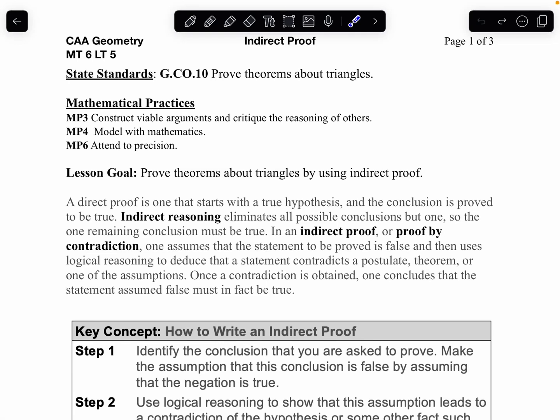Hello, in this lesson, I want you to prove theorems about triangles by something called indirect proof. Indirect proof, or proof by contradiction, is where you're going to use the contrapositive to prove it. It's kind of like what a police officer, or if you ever read the Sherlock Holmes books, would use.